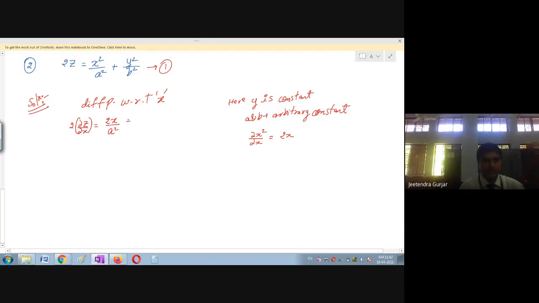Next plus. Here please remember, in this equation y is constant. We hold this y as constant, and b is already an arbitrary constant. Therefore this is 0. Now I can see that 2 and 2 will get cancelled. So ∂z/∂x. I think you remember the formula.